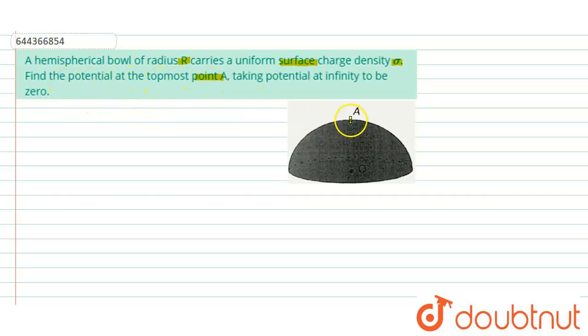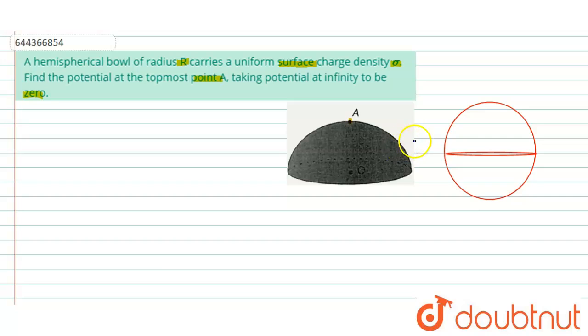You can see that this is the topmost point on the surface of this hemispherical bowl, taking the potential at infinity to be 0. Now we have to take the potential at infinity to be 0 and find the absolute potential at point A. Let us see what is the main concept that we will be using here. For that, let us draw a diagram.